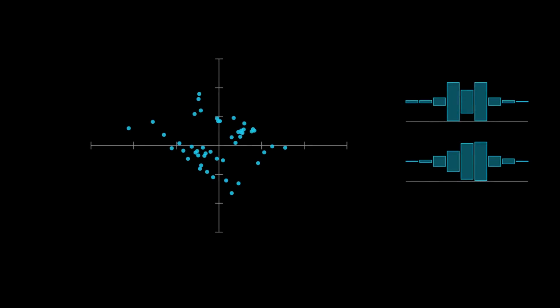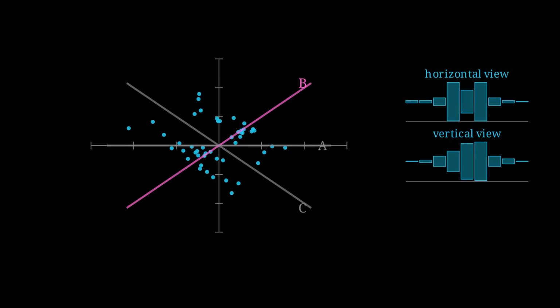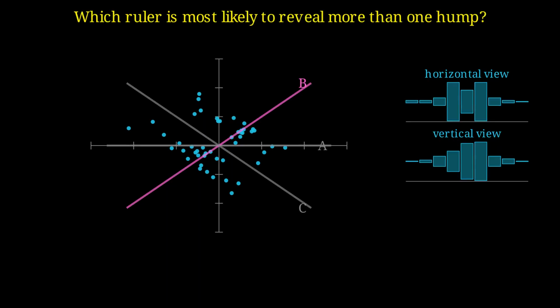Here is a fresh cloud. Its horizontal and vertical histograms each look like one broad hump, but the cloud may contain structure that those two views hide. Three candidate rulers are marked. Which ruler direction is most likely to reveal more than one hump? Choose your direction now.